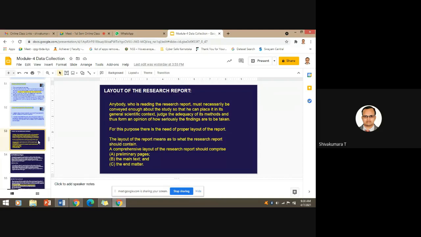The layout of the report means what the research report should contain. So what is the content? The first preliminary pages, main text, and the end matter. Usually the preliminary pages, I'll give one example for preliminary pages.